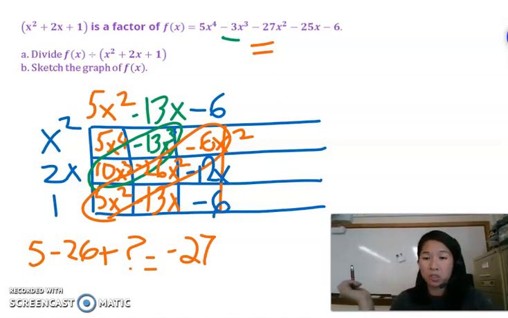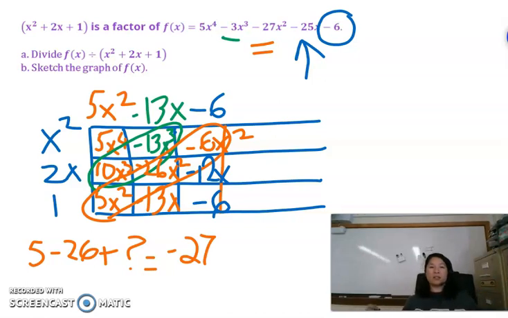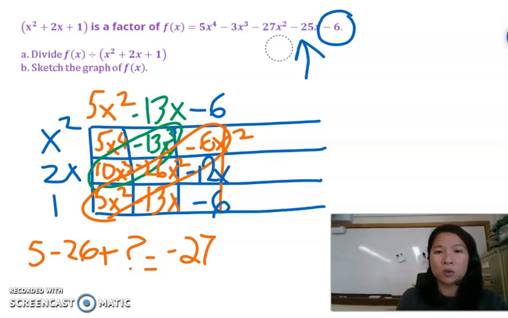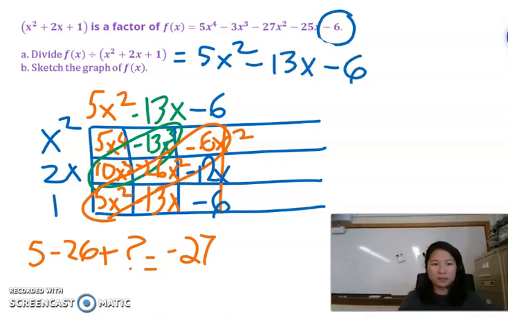All right, let's check. Negative 6 matches up with negative 6. And here, let's say we have a total of negative 25x. Negative 13x and negative 12x combined to give us negative 25x. So when we divide f by x squared plus 2x plus 1, we get 5x squared minus 13x minus 6.